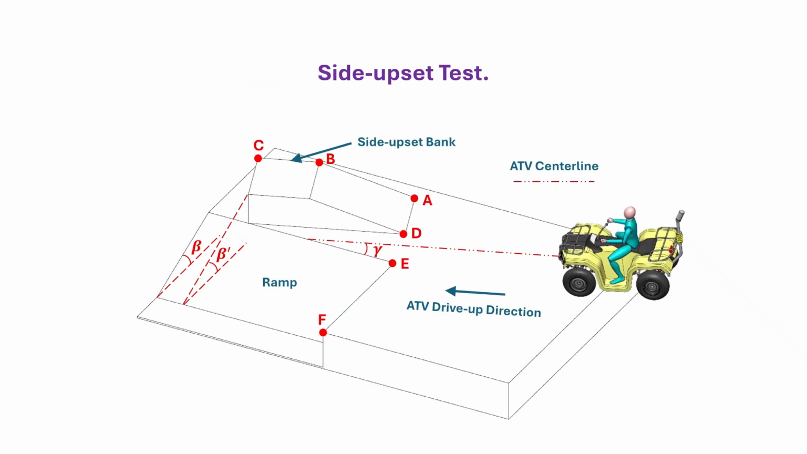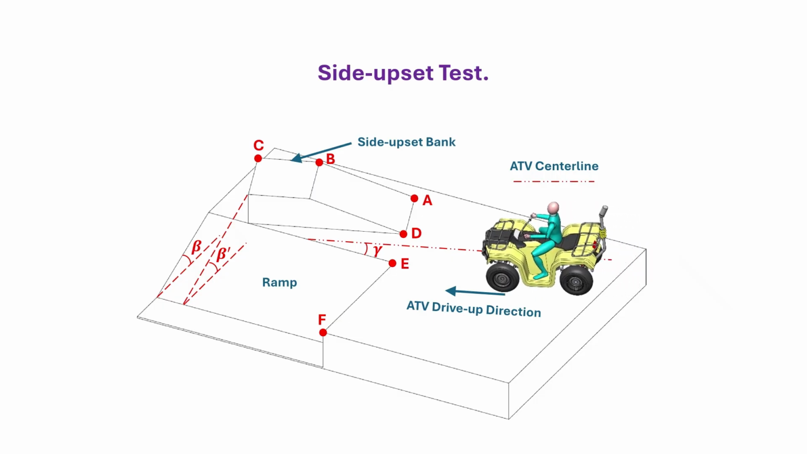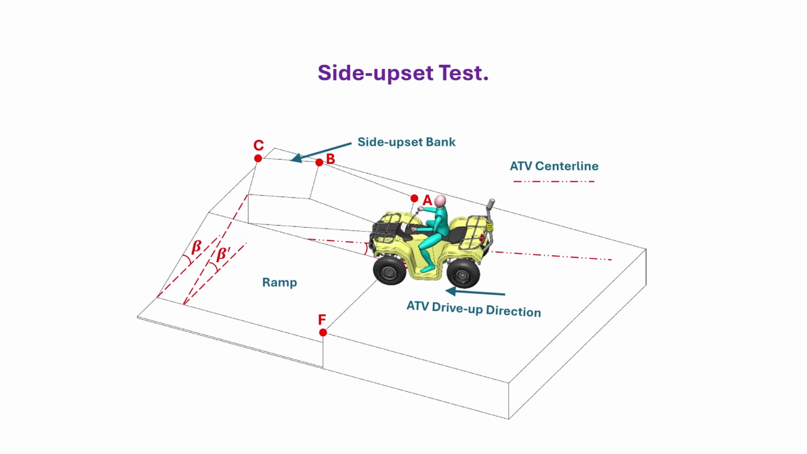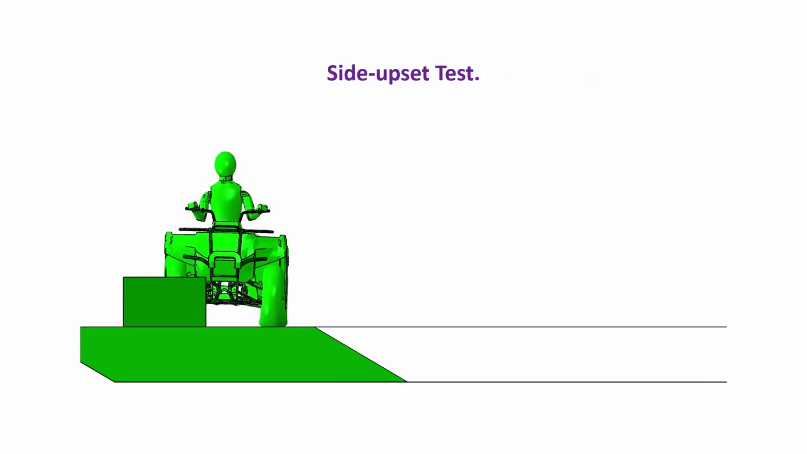Finally, the side upset test simulates rollover conditions in a dynamic mode and evaluates the dangers that may threaten the rider during such events. This test is part of a more comprehensive assessment of crush protection devices and their effectiveness in reducing the risks that can cause injury or death to ATV riders.